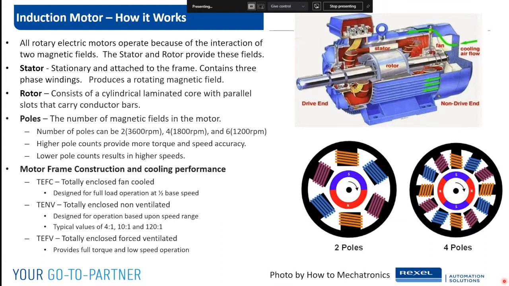Then the third one I want to talk about is totally enclosed force ventilated. If you look at the picture in the upper right again, we take the cooling fan off the end, we put on a fan that's driven by a separate motor, and we constantly blow a volume of air across the frame. That motor can run full speed, full torque all day long, very slow, very accurate. So those are the three basic motor frame types.